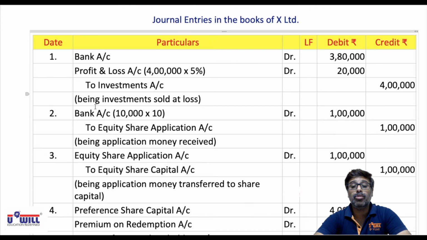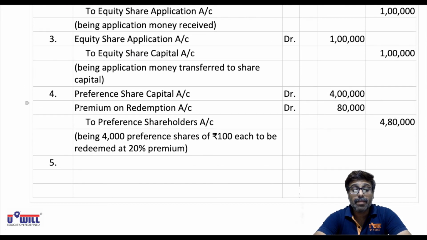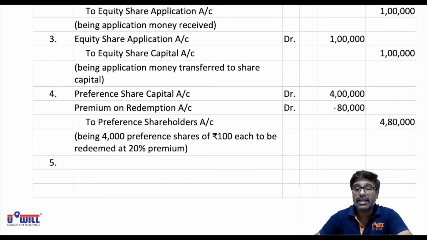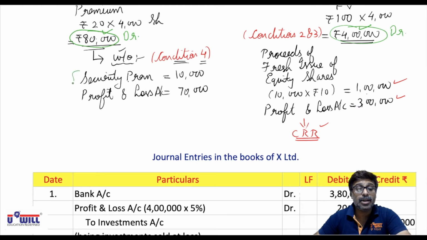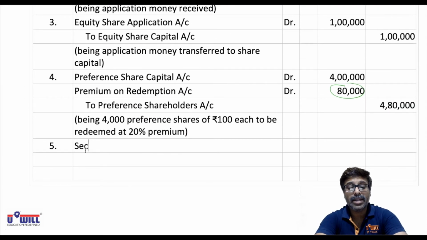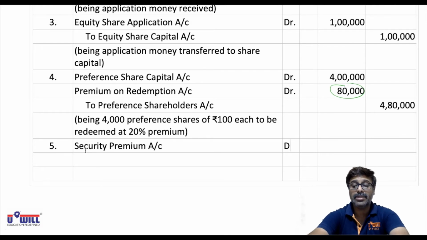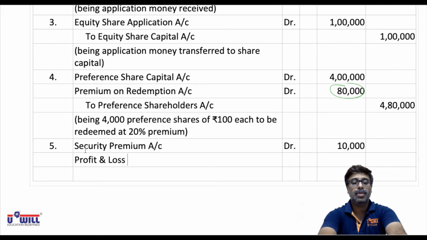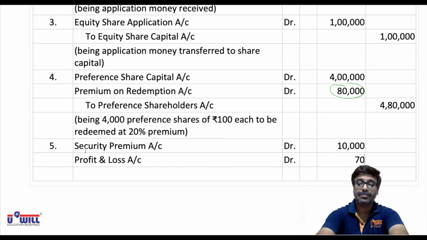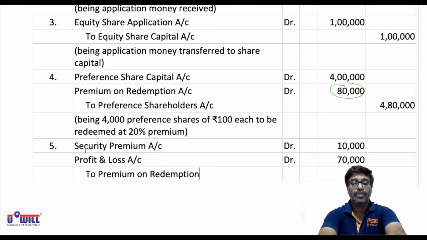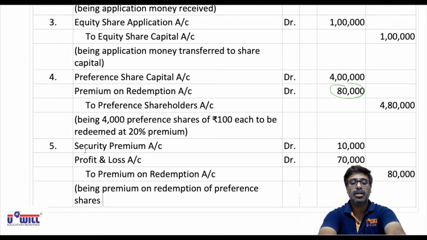Now the fourth entry I made you write in the notebook related to the last condition, writing off of premium. Here, preference share capital premium. How much premium on redemption is to be written off? 80,000. Okay, and we have studied here just now how you will write off this 80,000: 10,000 from securities premium and 70,000 from profit and loss account. So this will give you entry number 5. Securities premium account debit 10,000. Okay, out of 80,000, 10,000 we will use from securities premium. Then profit and loss account debit 70,000 and to premium on redemption account 80,000. So 80,000 of premium on redemption will be written off, would be our next entry. Being premium on redemption of preference shares written off.